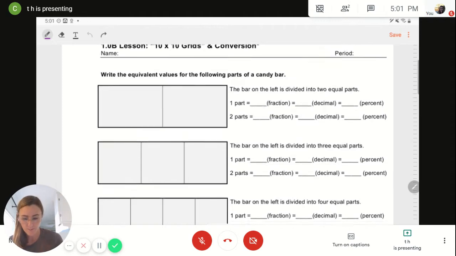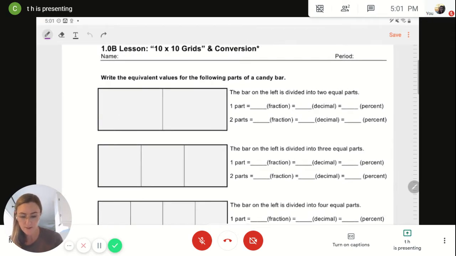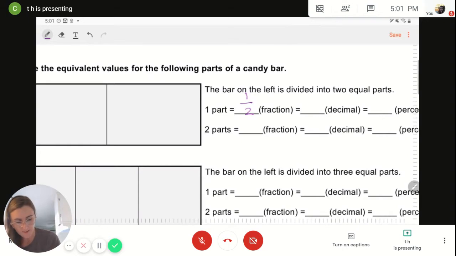So we are being asked to write the equivalent values for the following parts of a candy bar. I'm just going to pretend it's a Twix because that's my favorite. The bar on the left is divided into two equal parts. If I take one part of 2, as a fraction, I would say this is 1 of 2. As a decimal, I know that this is 0.5, and as a percent, we know that this is 50%.